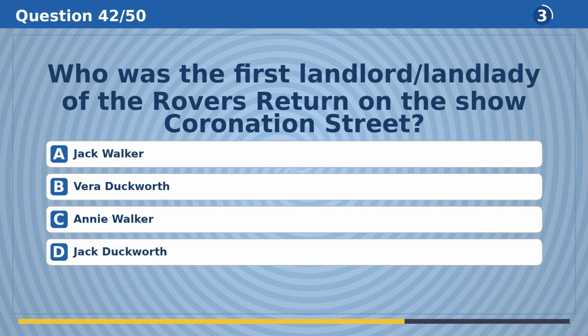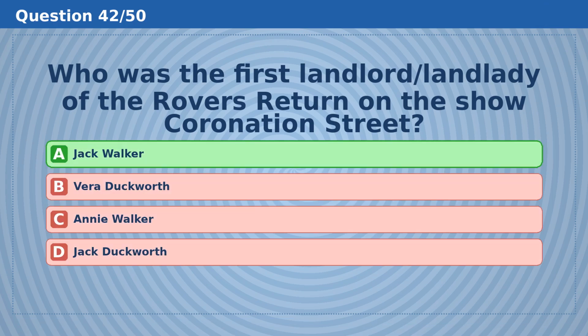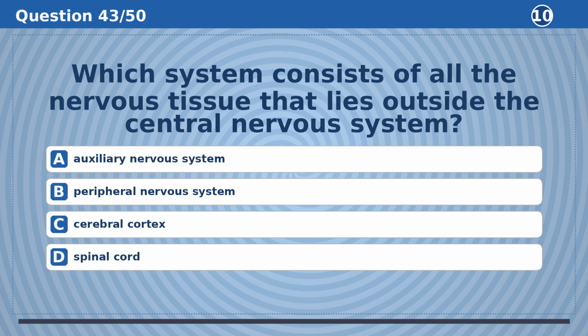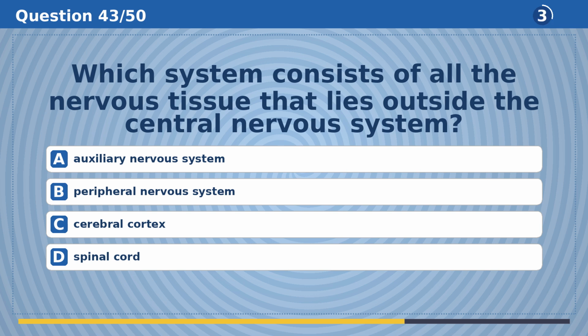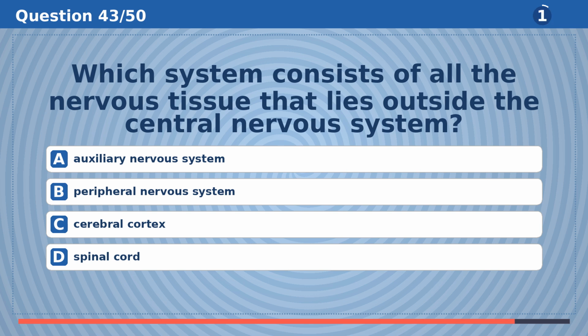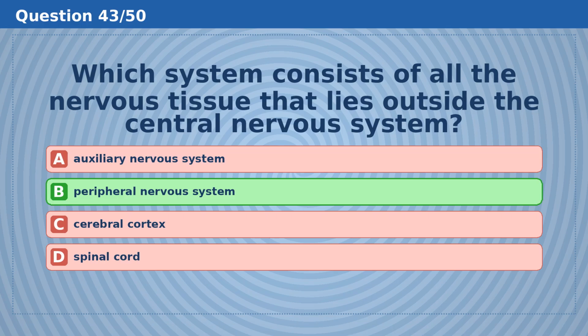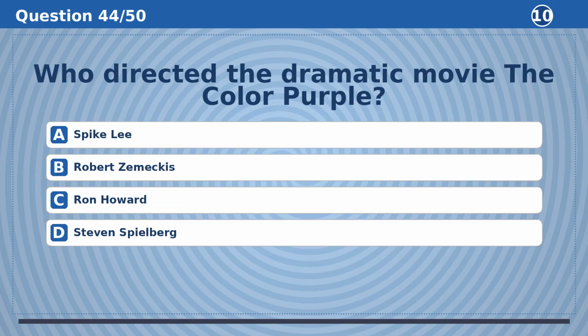Who was the first landlord/landlady of the Rovers Return on the show Coronation Street? The answer is A, Jack Walker. Which system consists of all the nervous tissue that lies outside the central nervous system? The answer is B, Peripheral nervous system.